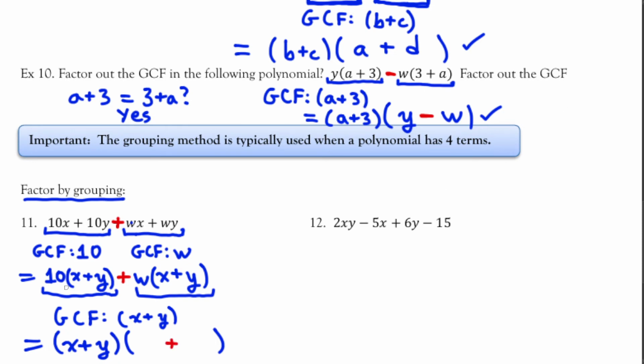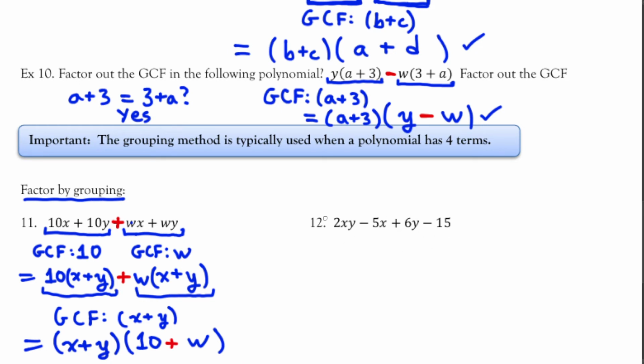When I take x plus y out of 10x plus y, I have 10. And when I take x plus y out of wx plus y, I have w. That's it. We factored by grouping.